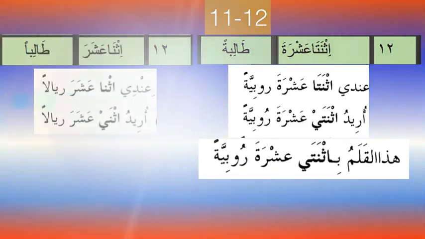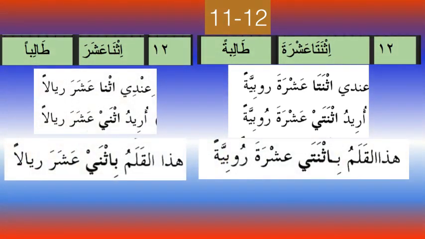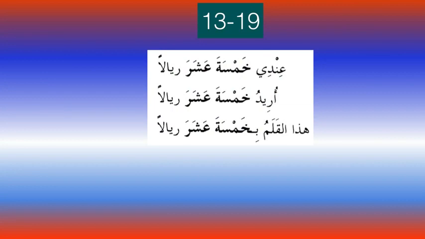remain mabni. So if you see the muzakkar, so عندي اثنا عشر ريالا. So I have 12 riyals and أريد اثني عشر ريالا, or I say هذا القلم باثني عشر ريالا. So this is the examples for how they decline. So if you bring some examples from 13 to 19, so if you see how does it work, so everything remains fatha fatha fatha, and depending on the noun which is being counted, the first number will have a different gender. So عندي خمسة عشر ريالا, أريد خمسة عشر ريالا, and هذا القلم بخمسة عشر ريالا.